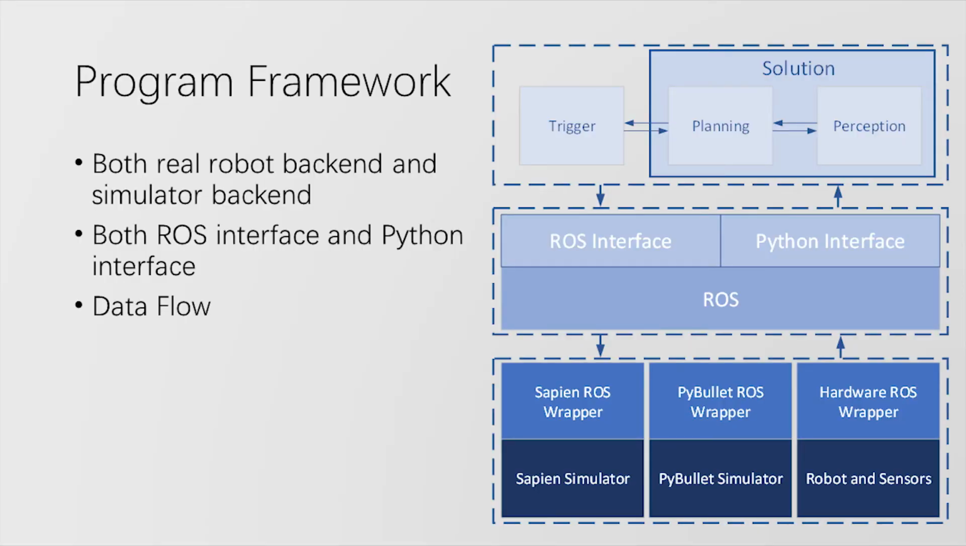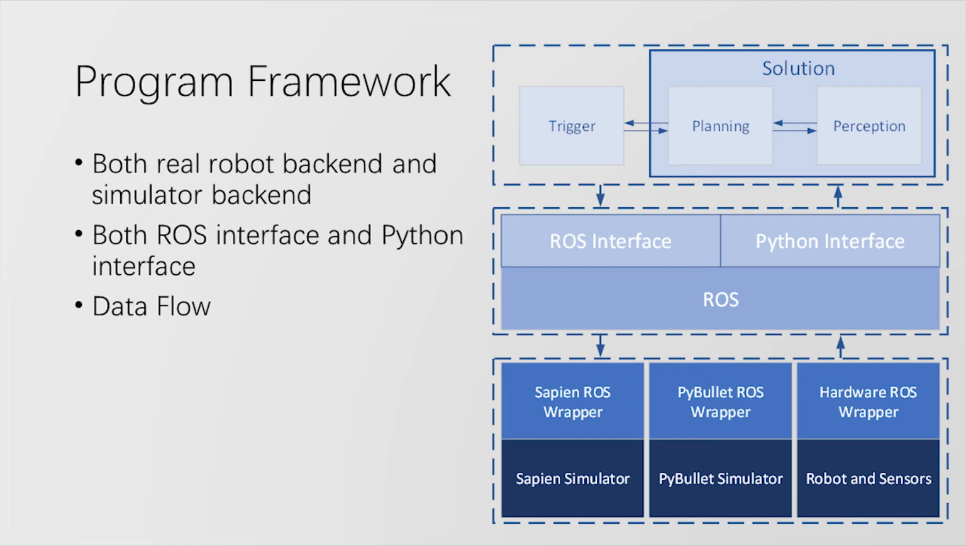Then I will talk about the framework of the whole program. The core of the program is ROS, which is short for Robot Operating System. The robot and all the sensors are abstracted as ROS nodes. Users can access this hardware by ROS topics or ROS services. For those who are not familiar with ROS, we also provide a Python interface so that they can also easily take part in the competition.